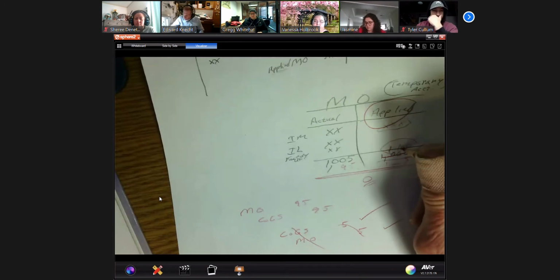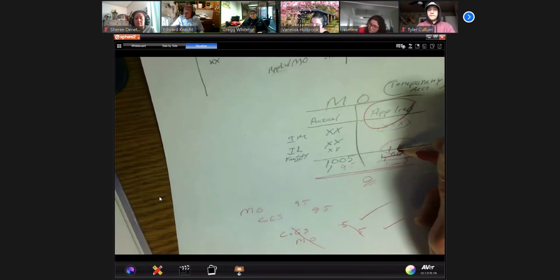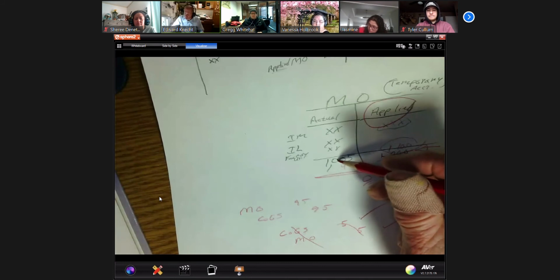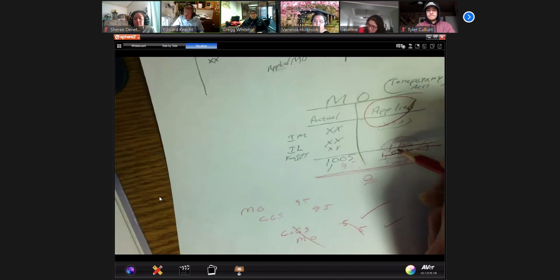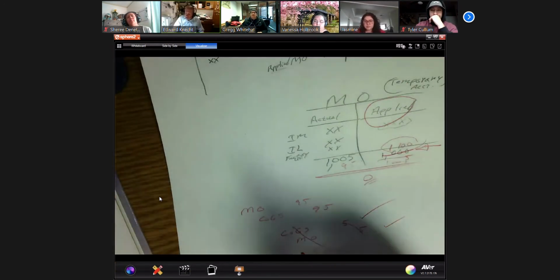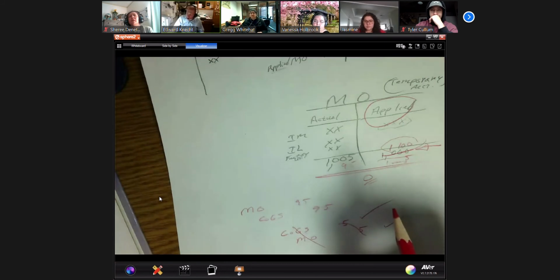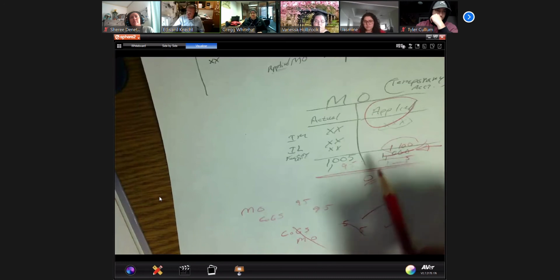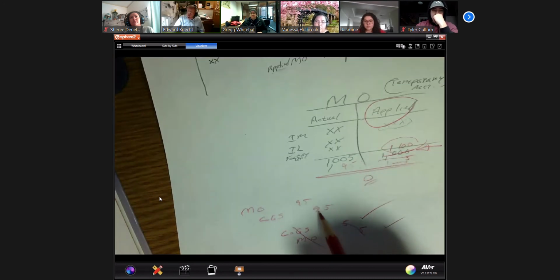Because we had applied $1,100 when the actual manufacturing overhead was only 1,005. So we applied too much. And when the goods are completed and sold, that's when you expense it off in the account called cost of goods sold. So our cost of goods sold, since they over applied it with 1,100, would be too high. So we've got to reduce that expense account by $95.